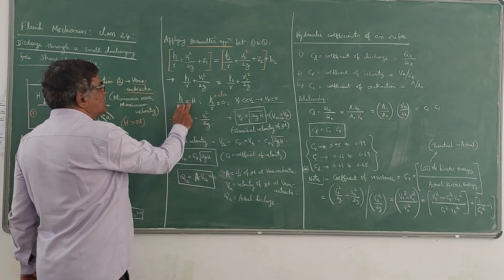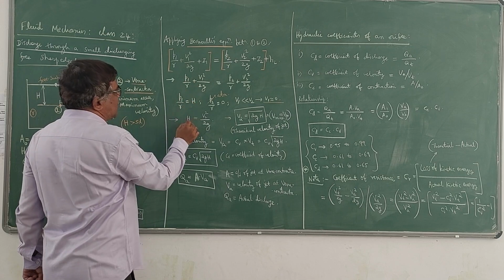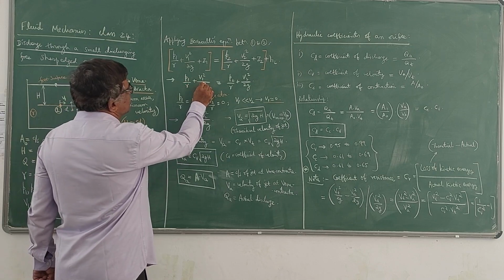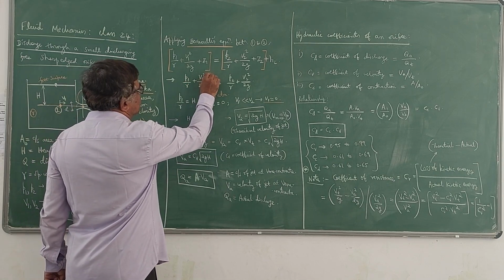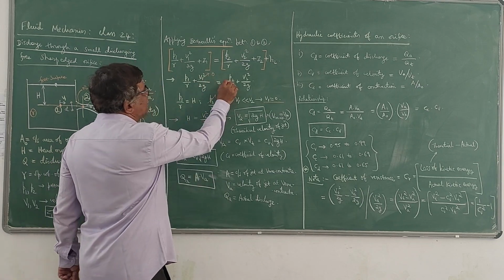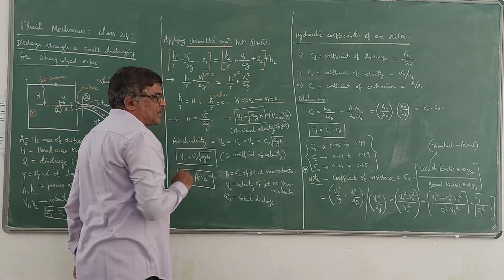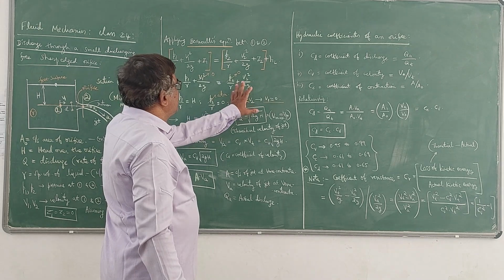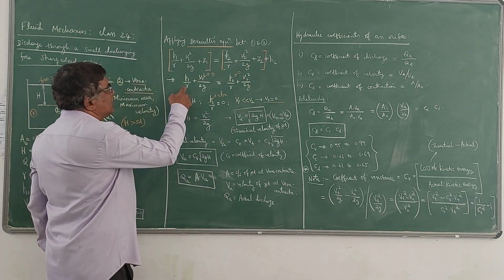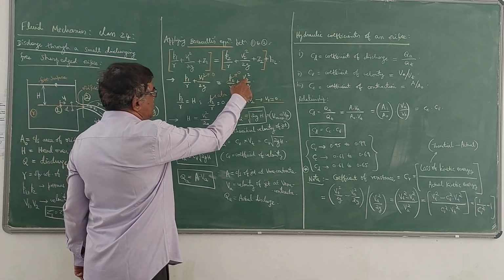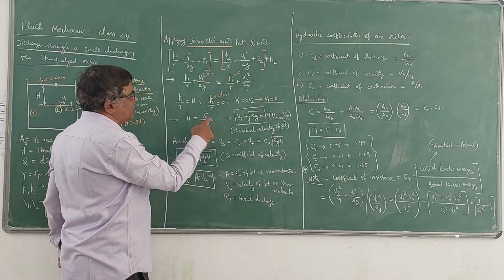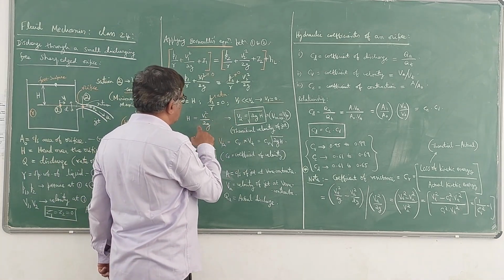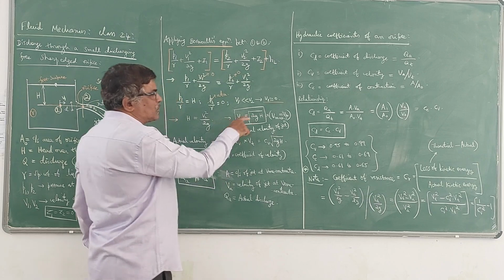Now, if you substitute these things here, P1 by gamma is H, V1 term is neglected so it becomes 0, and P2 is atmospheric, therefore it is taken as 0. Then V2 square by 2g will be there. So you will get H equal to V2 square by 2g. This is the equation. Or V2 square is equal to 2gH, or V2 is equal to root 2gH.